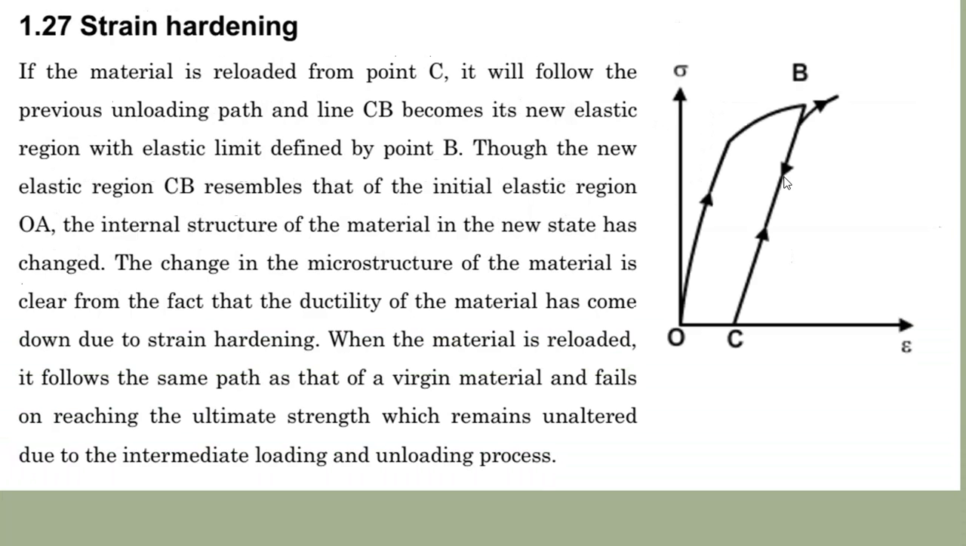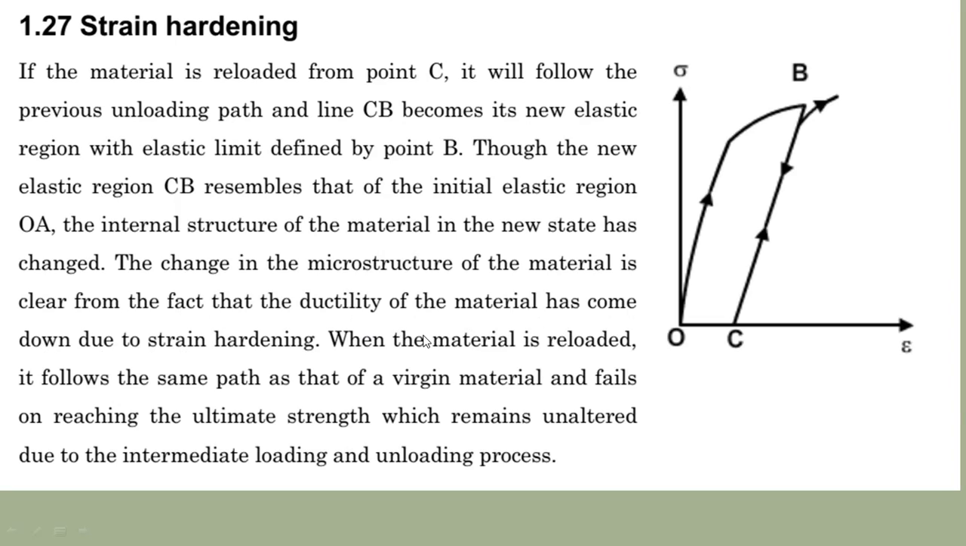Then strain hardening. Strain hardening, if the material is reloaded from point C, it will follow the previous unloading path of line CB, which becomes its new elastic region with elastic limit defined by point B. Though the new elastic region CB resembles the initial elastic region OA, the internal structure of the material in the new state has changed. The change in the microstructure of the material is clear from the fact that ductility of the material has come down due to strain hardening.